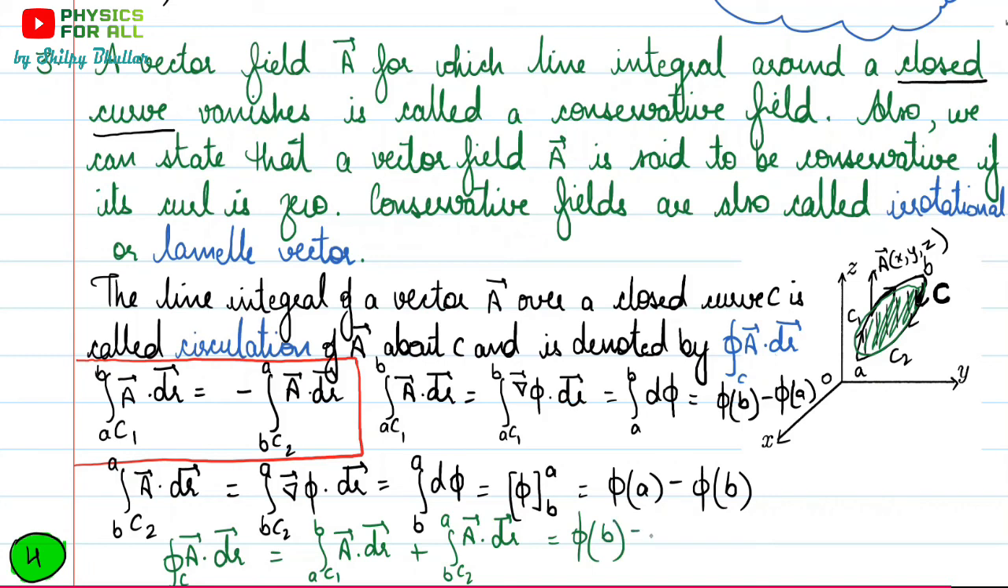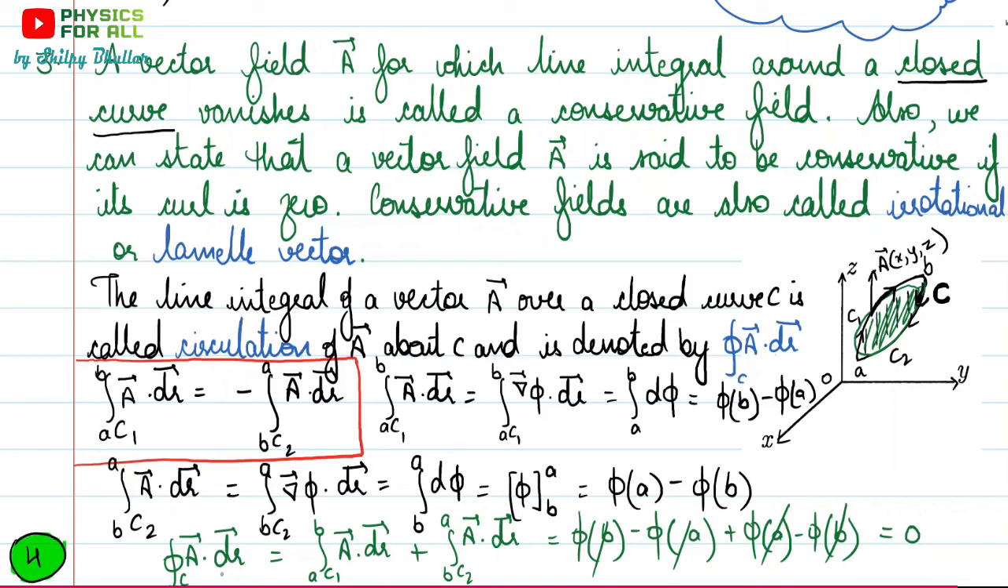So that would be phi B minus phi A plus phi A minus phi B, which is the result from curve C2. And now you can see we can just cancel these and we obtain 0.